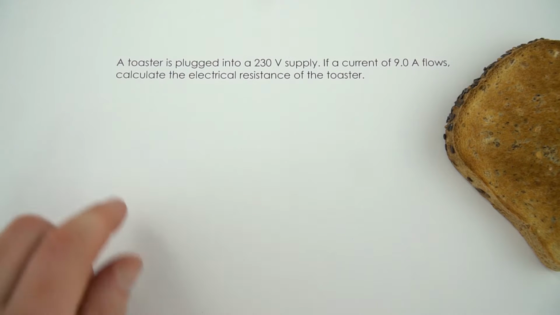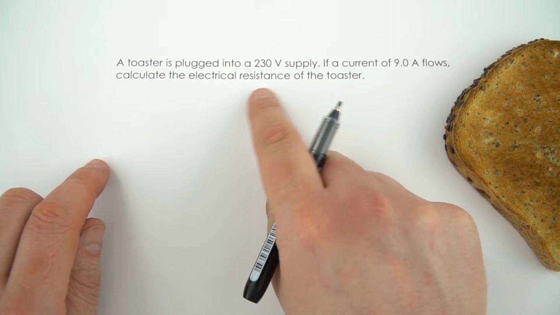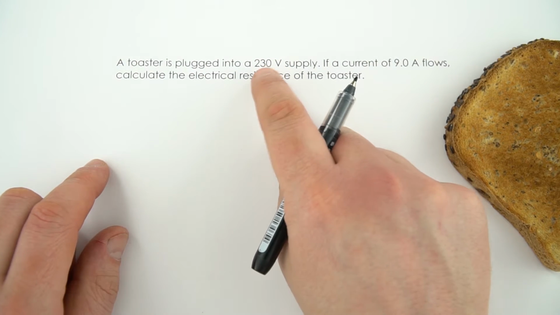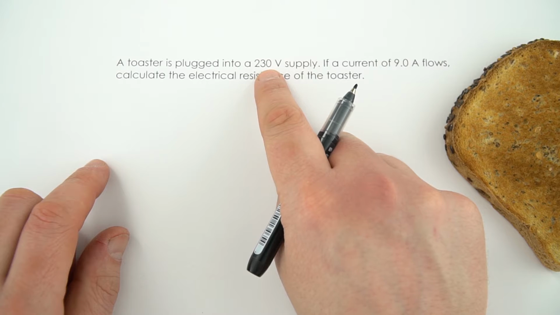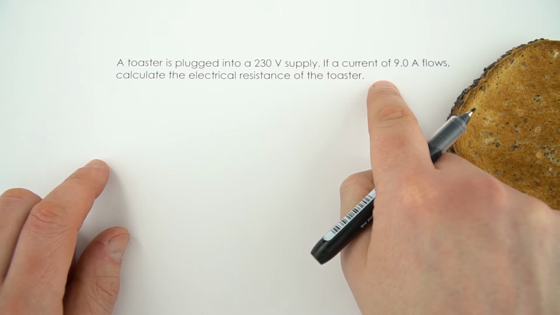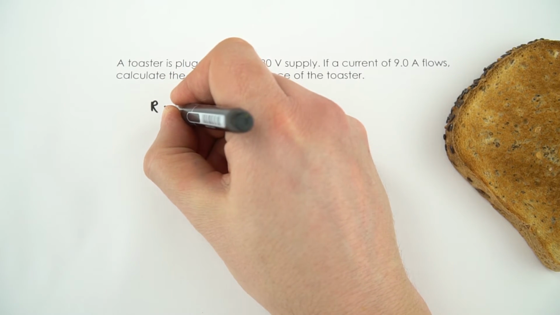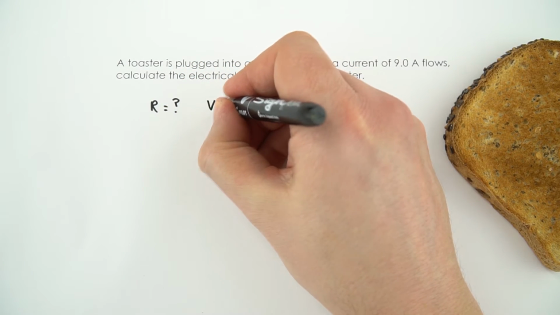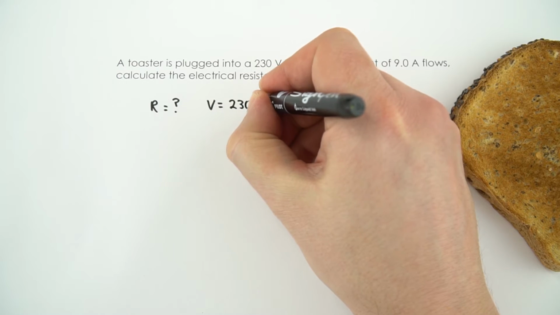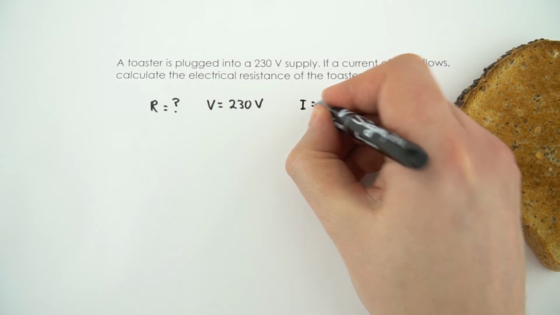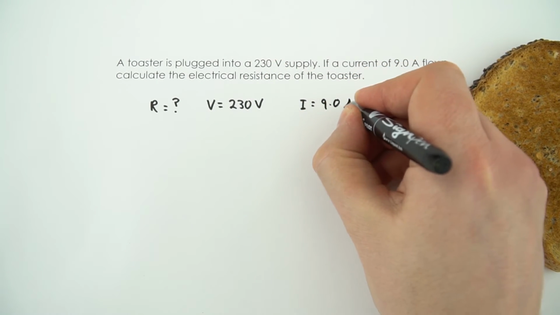So in this example, we're looking at the toaster and we need to find out its electrical resistance. Now we know the potential difference of 230 volts and we know there's a current of 9.0 amps flowing. So what we don't know is the value of the electrical resistance R, but we know that the potential difference V is equal to 230 volts and the current I is equal to 9.0 amps.